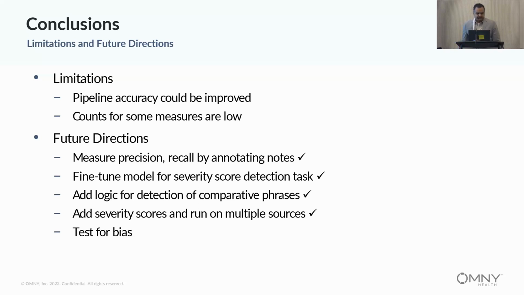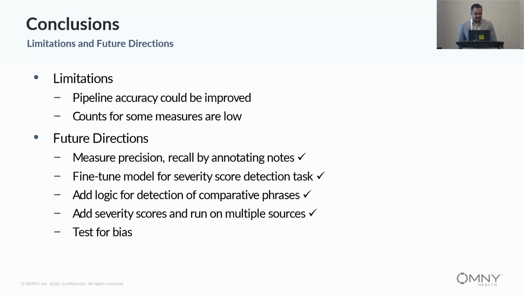One way is we want to independently annotate the notes before doing the pipeline so that we can measure precision and recall, not just accuracy. That way we can check how many are actually being picked up by our pipeline. We want to fine-tune the model for the severity score detection task using platforms like Hugging Face.